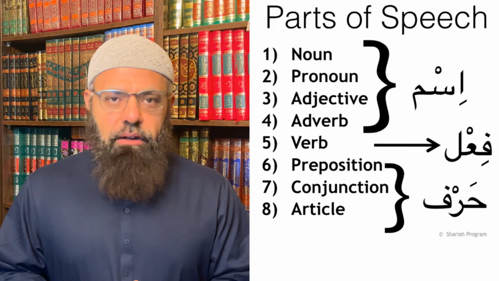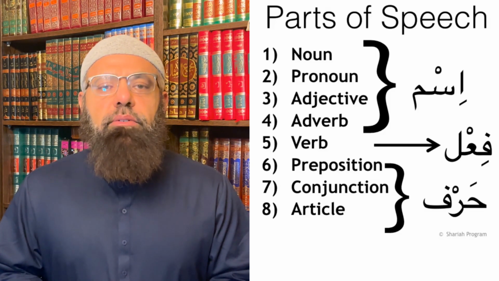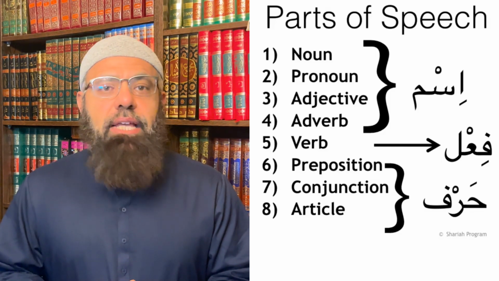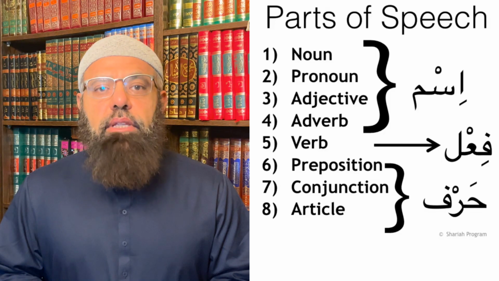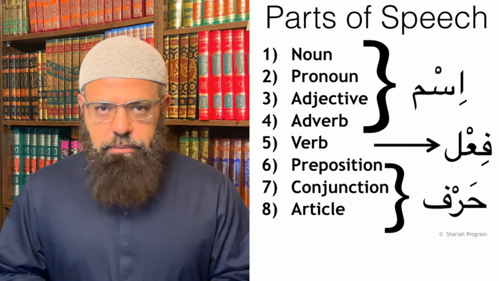If you've been studying Arabic for any length of time, then undoubtedly you come across the three terms ism, fe'l, and harf. Ism is generally translated as noun, the fe'l is referred to as verb, and the harf, they call it a particle. So exactly what are these? And how do they correspond to the parts of speech that we know in English? That's the topic of this presentation.